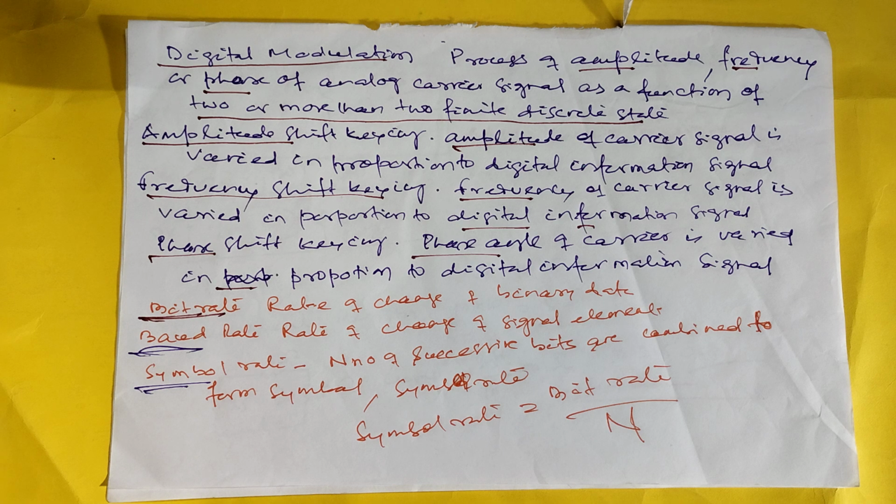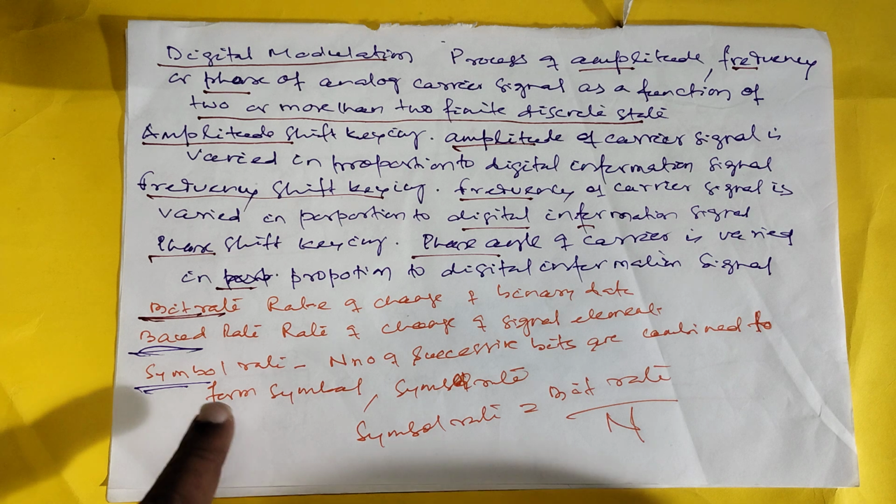Bit rate is the rate of change of binary data, and baud rate is the rate of change of the signal element. Symbol rate: the number of successive bits are combined to form a symbol. Symbol rate is equal to bit rate divided by n.